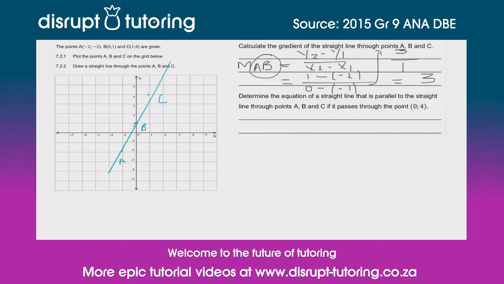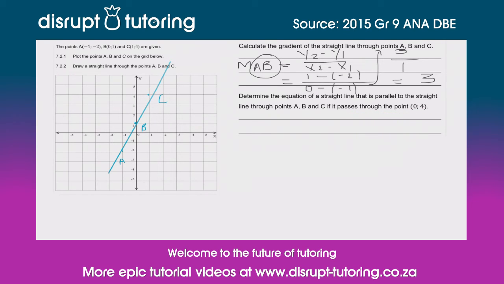Let's move on to the next question. They've asked us to determine the equation of a straight line that is parallel to the straight line through points A, B, and C if it passes through the points 0 and 4. Now, the most important thing here, guys, is they've said to us the straight line is parallel to this straight line. That gives us a ton of information. And they've also said to us it passes through the point 0, 4.